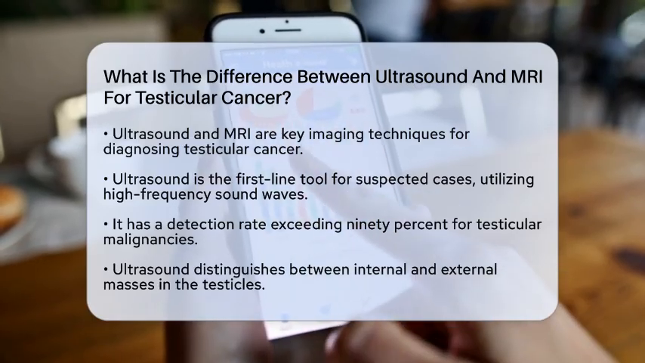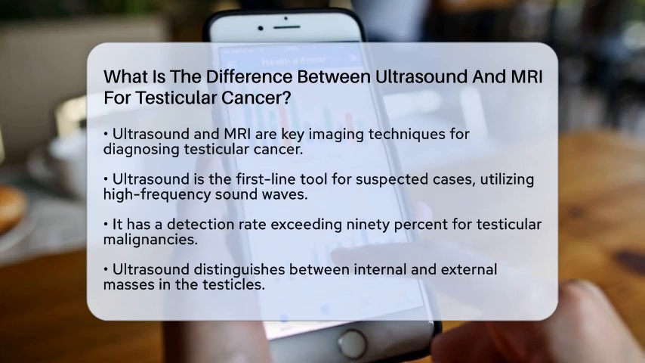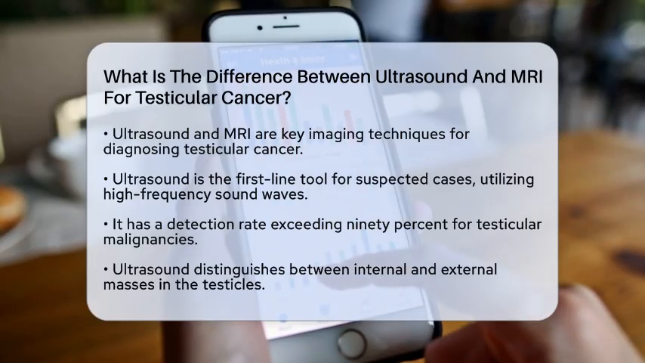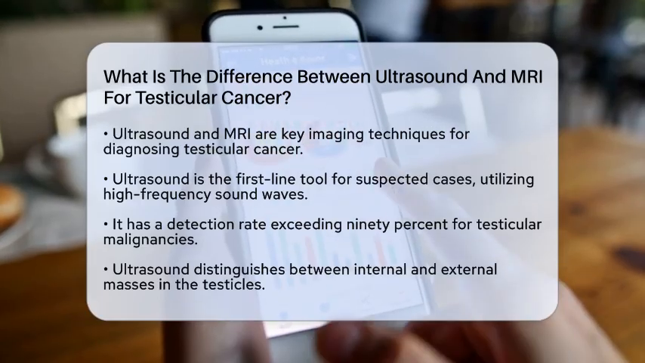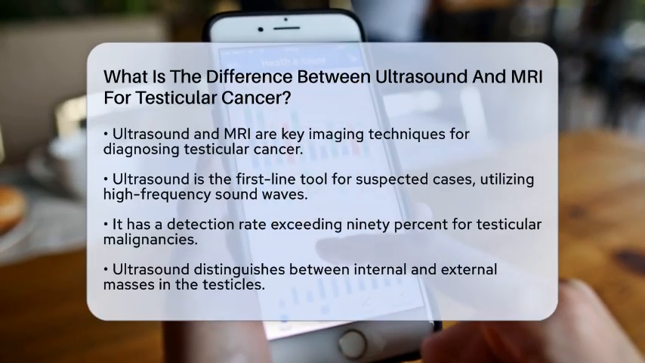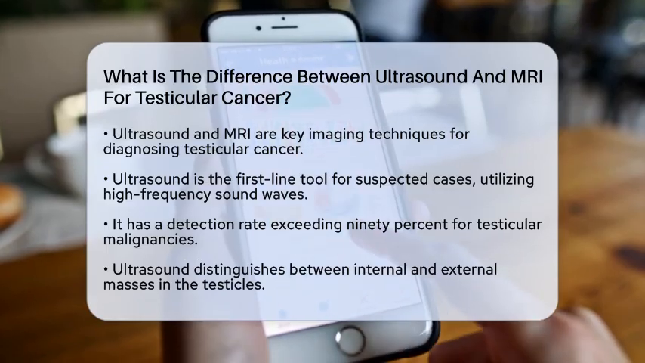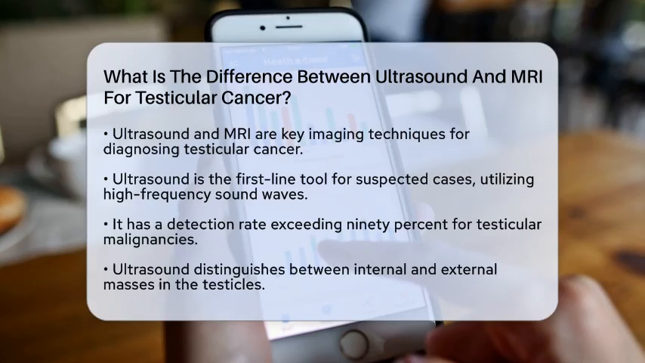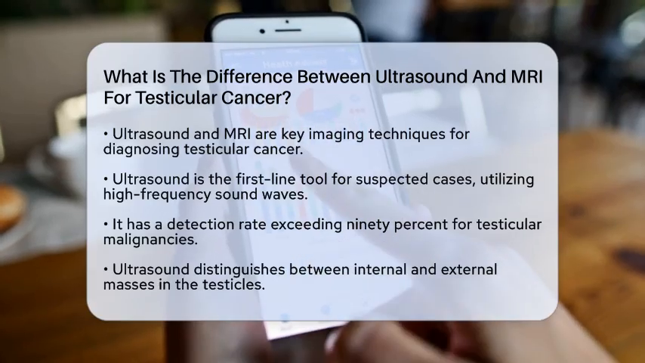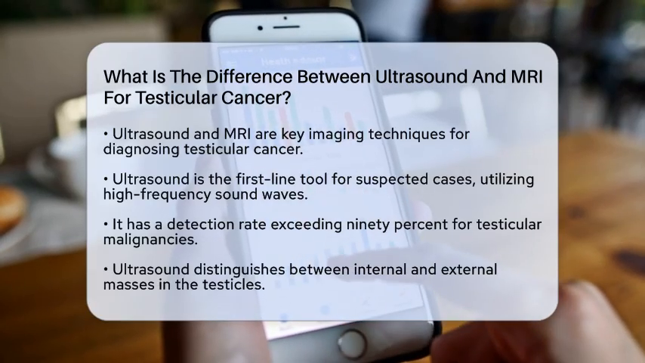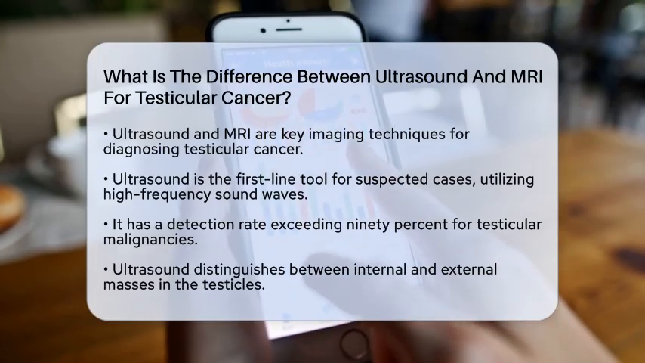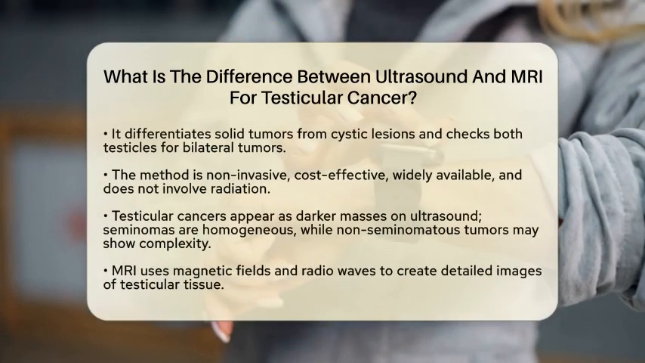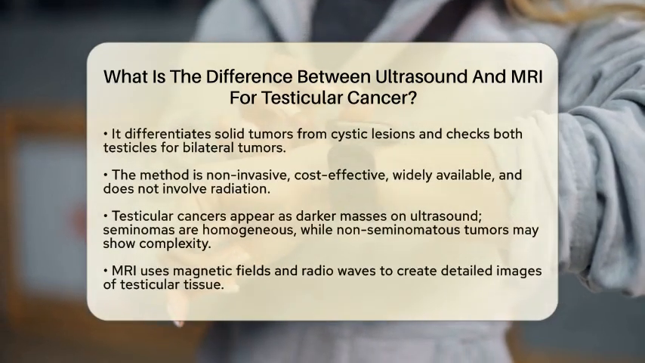Ultrasound is the first-line imaging tool for suspected testicular cancer. It uses high-frequency sound waves to create images of the testicles. This method is highly sensitive and specific, with a detection rate of over 90% for testicular malignancies. Ultrasound can easily distinguish between masses that are inside the testicle and those that are outside. It also helps differentiate solid tumors from cystic lesions and can assess both testicles for any signs of bilateral tumors.